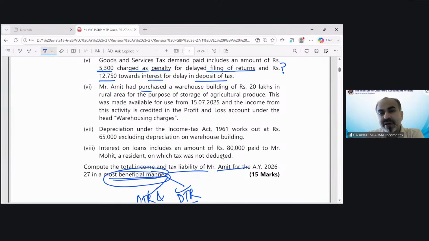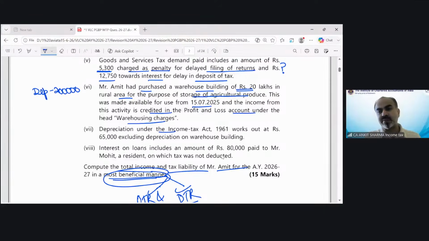So Mr. Amit had purchased a warehousing building of 20 lakh rupees. If section 35AD were applicable, the full 20 lakh could be claimed as a deduction. But because we are under the default tax regime, we can claim depreciation on this value. It is in a rural area for the purpose of storage of agricultural produce. This was made available for use from 15th July and the income from the activity is credited in the profit and loss account under warehousing charges. So we can claim the depreciation on it, which is not yet debited. So 2 lakh rupees depreciation can be claimed.